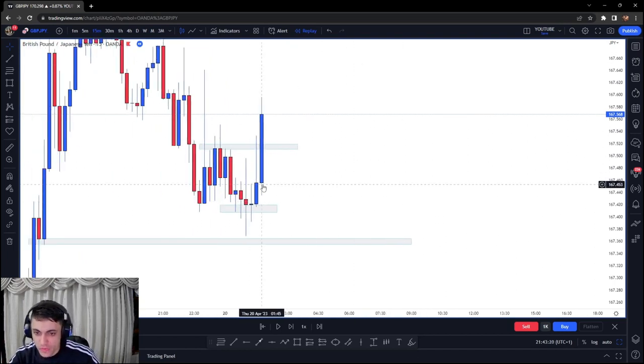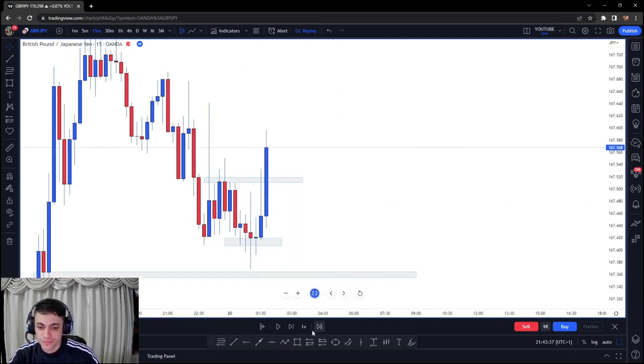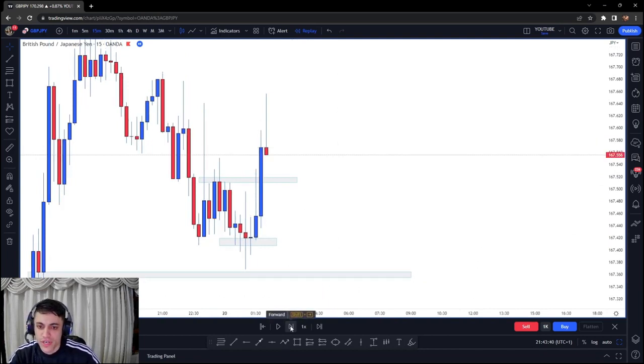But what should have happened is, as it came down, right, and created the wick it wants to create, and then it was traveling to the upside and broke its own high, I'll jump in for a buy, stops below the wick, because if it breaks its own lower wick, then I don't want to be in the trade, right? Boom. Now let's find another trade.